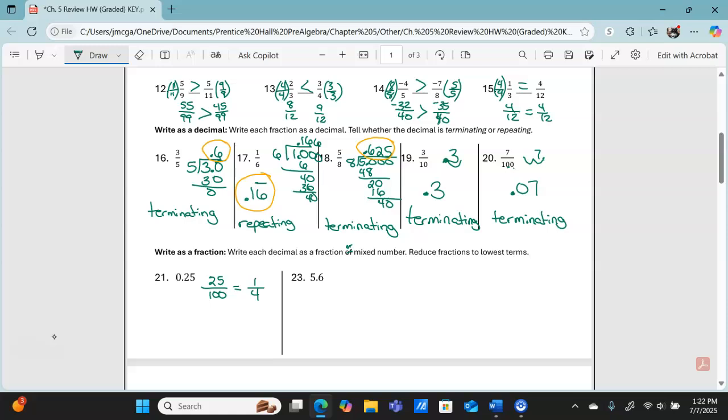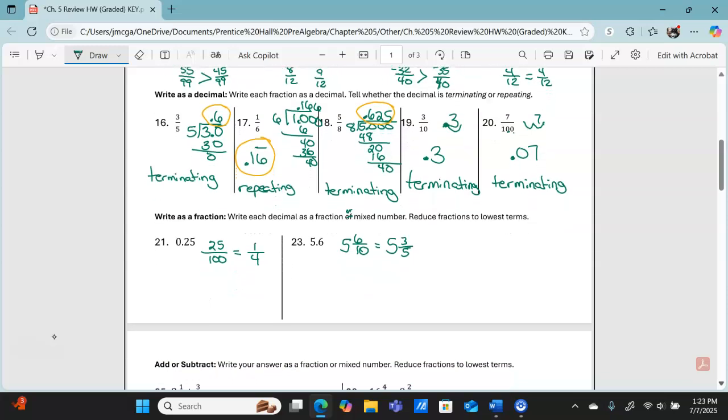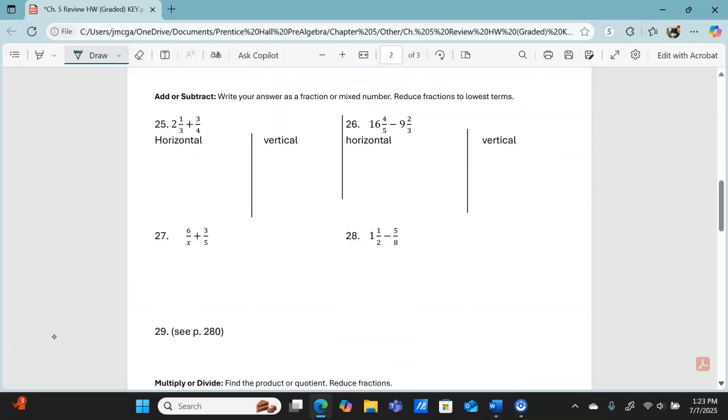You may recognize 0.25 as being 1/4. Remember, a quarter is 0.25 of a dollar. It's a quarter of a dollar. And then this one, 5.6, it's 5 and 6/10. That 0.6 is the 6/10. So 6/10, both divisible by 2, will reduce to 3/5. So we have our mixed number there with reduced fractions.